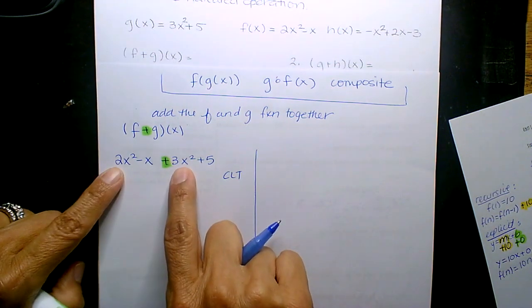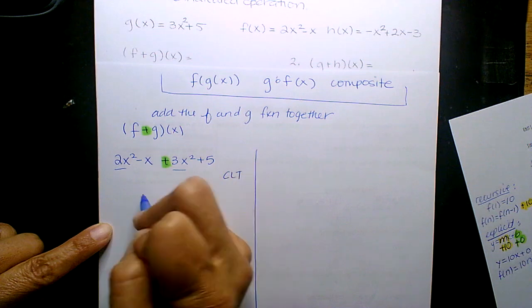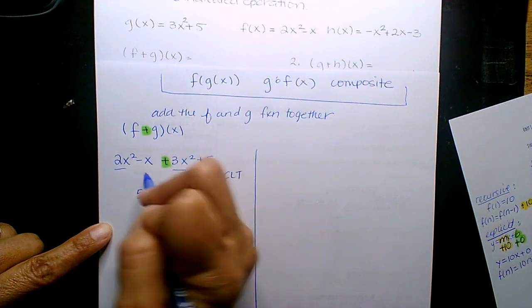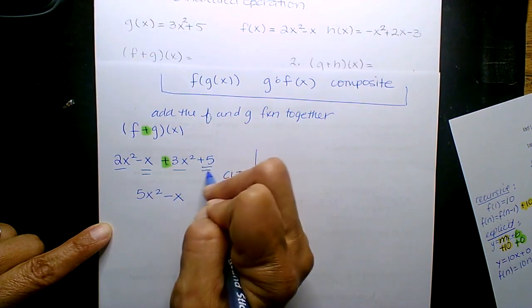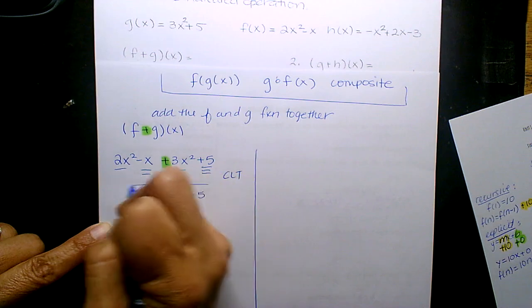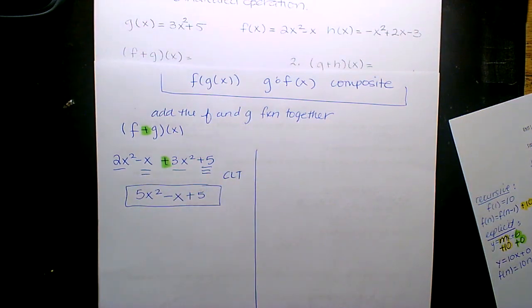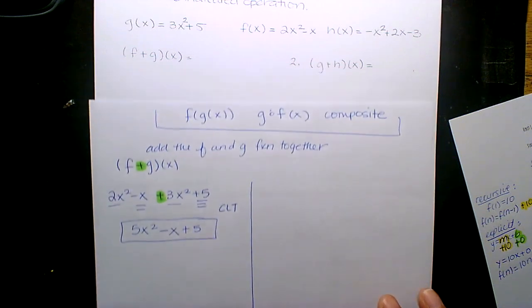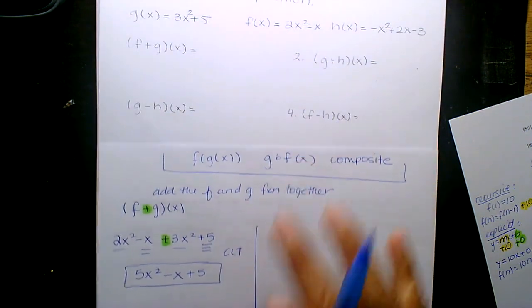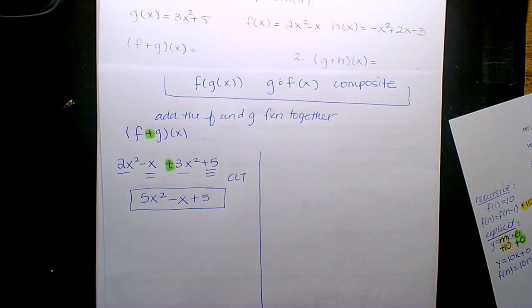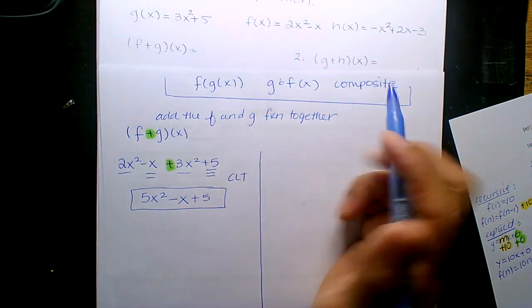So 2x squared plus 3x squared is 5x squared minus x, that's it, plus 5, that's my only constant, and that's it. So it's quick. Obviously I'll do the subtraction one with you when we come down to this, because you have to distribute the negative. That's the big oopsie students make. Okay, this is a horizontal format.